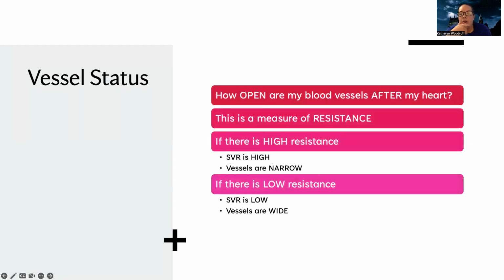And so if there's high resistance, the measure we look at is what's called SVR, systemic vascular resistance. That number is going to be high. This tells me I am vasoconstricted. I'm drinking out of that narrow straw and my vessels are narrow. So there's going to be more resistance. It's going to be hard to get things moving forward.